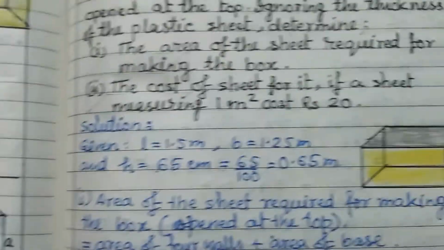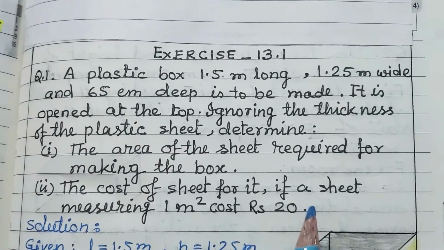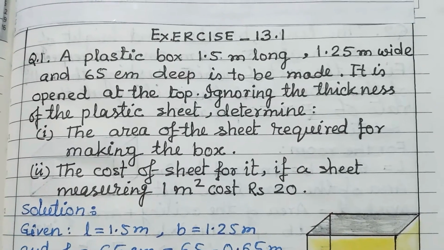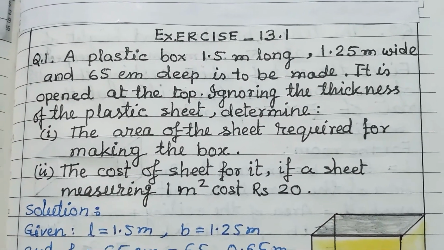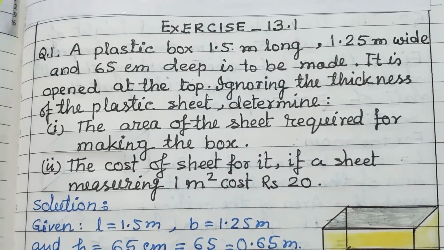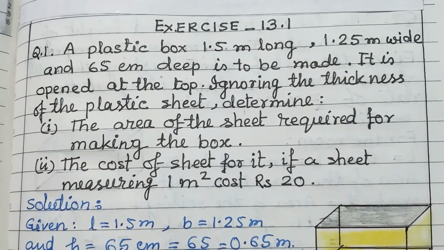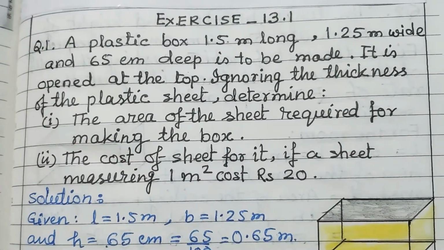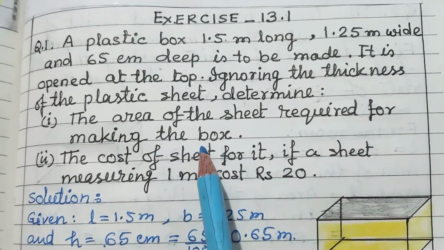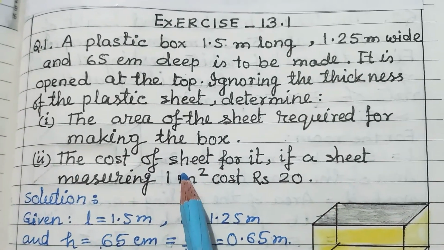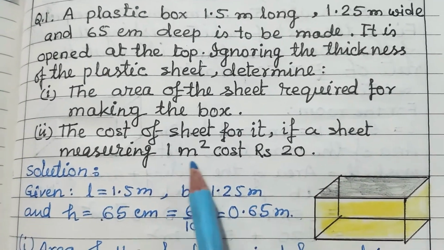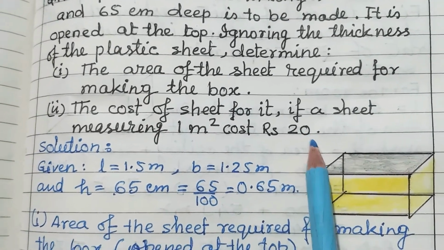Now we can start Exercise 13.1. Question number 1. A plastic box 1.5 meter long, 1.25 meter wide and 65 centimeter deep is to be made. It is open at the top. Ignoring the thickness of the plastic sheet, determine the area of the sheet required for making the box. Also find the cost of the sheet for it, if a sheet measuring 1 meter square costs rupees 20.